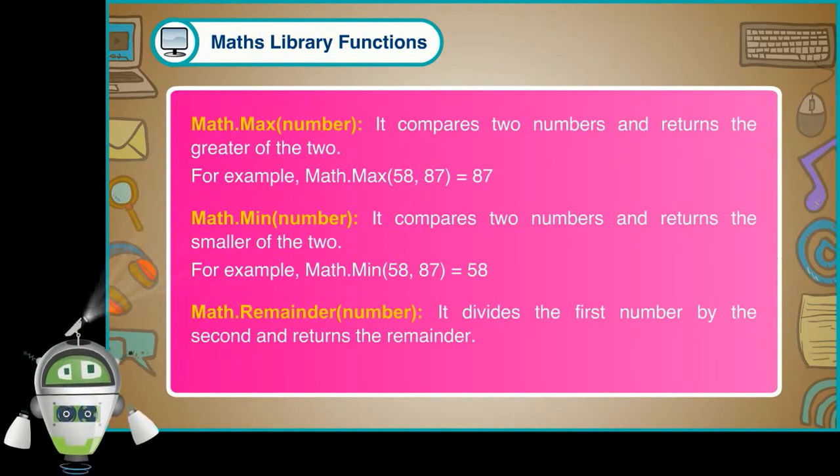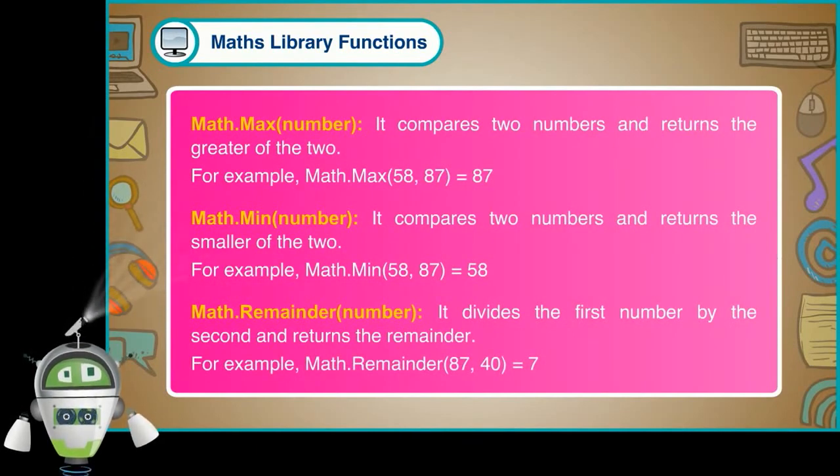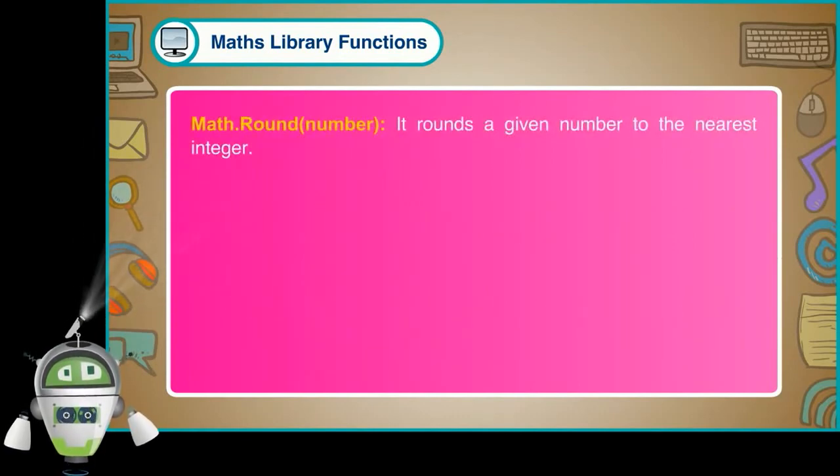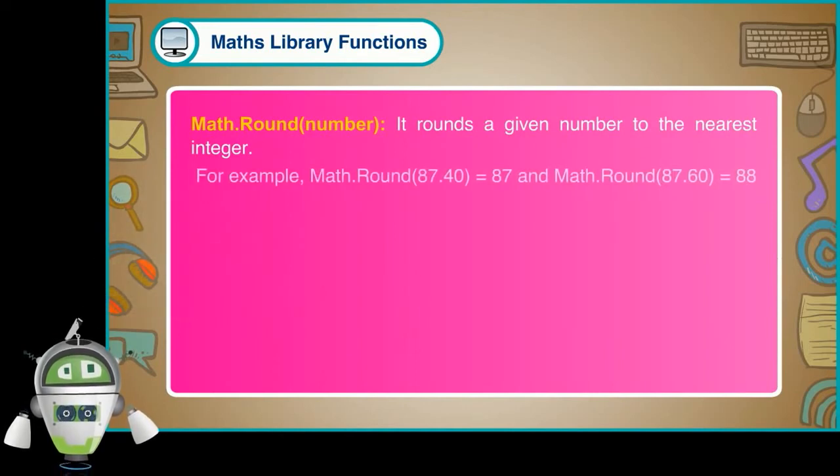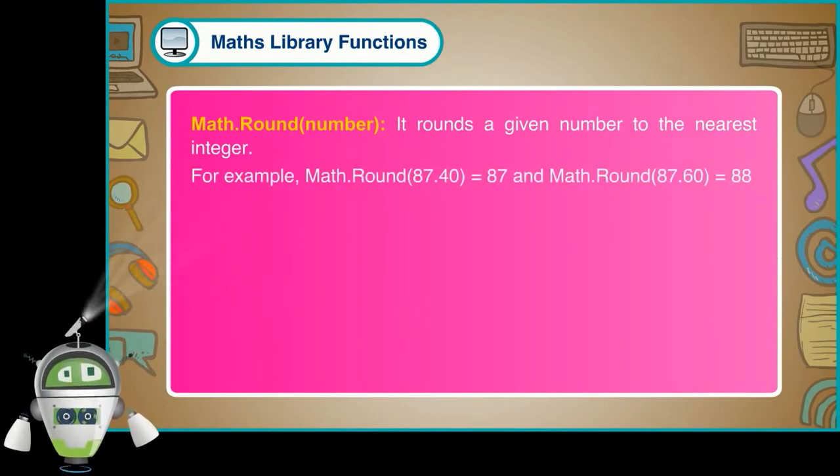Math.Remainder(number1, number2). It divides the first number by the second and returns the remainder. For example, Math.Remainder(87, 40) is equal to 7. Math.Round(number). It rounds a given number to the nearest integer. For example, Math.Round(87.40) is equal to 87, and Math.Round(87.60) is equal to 88.